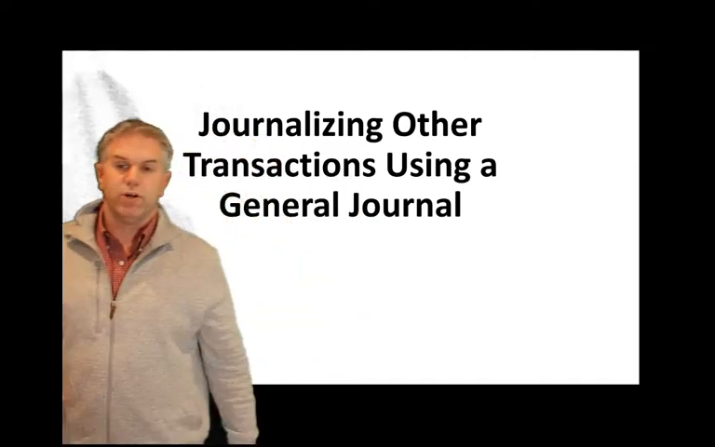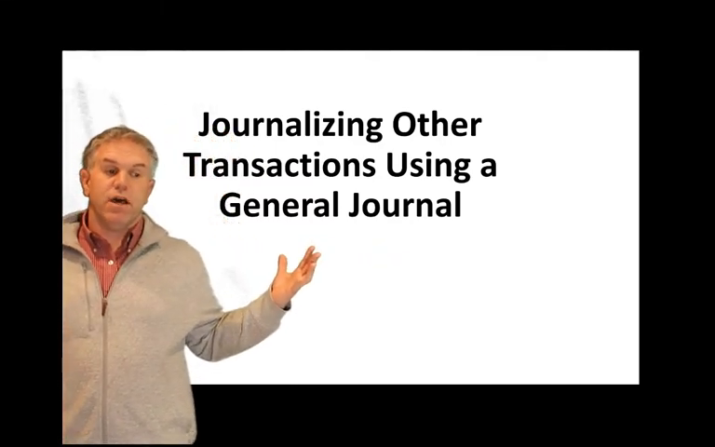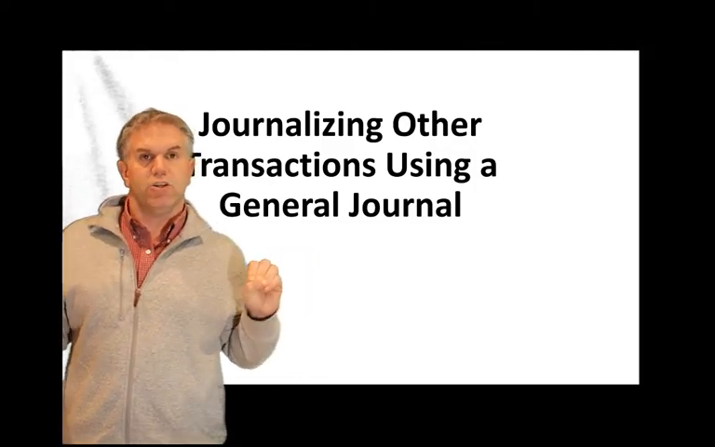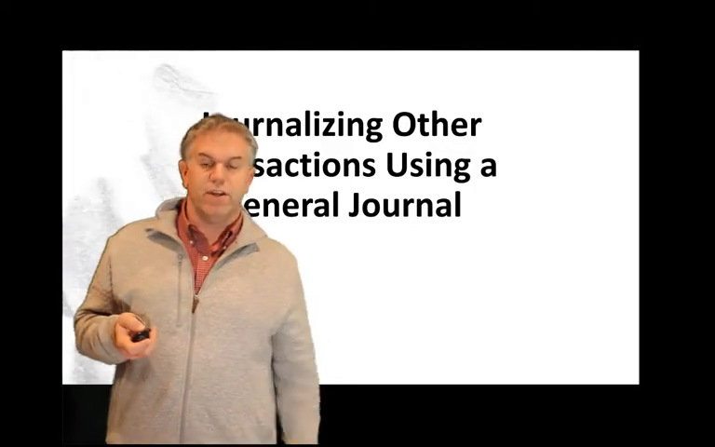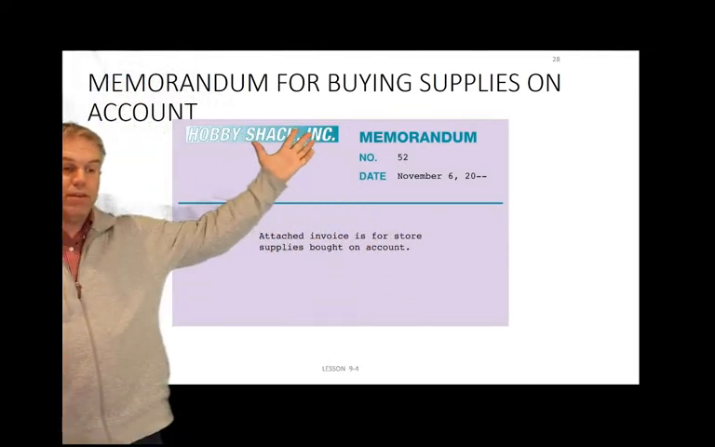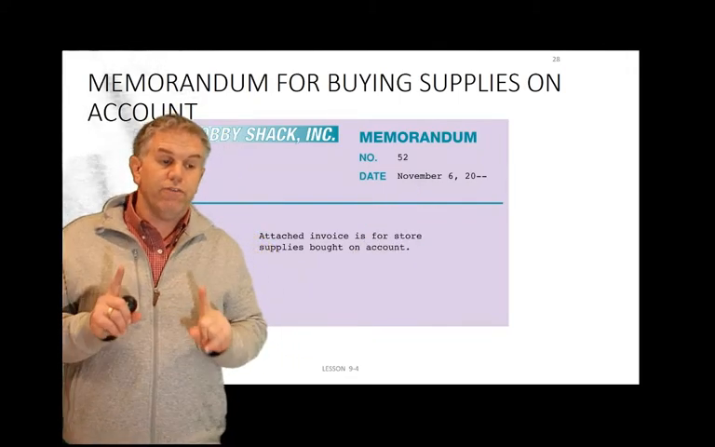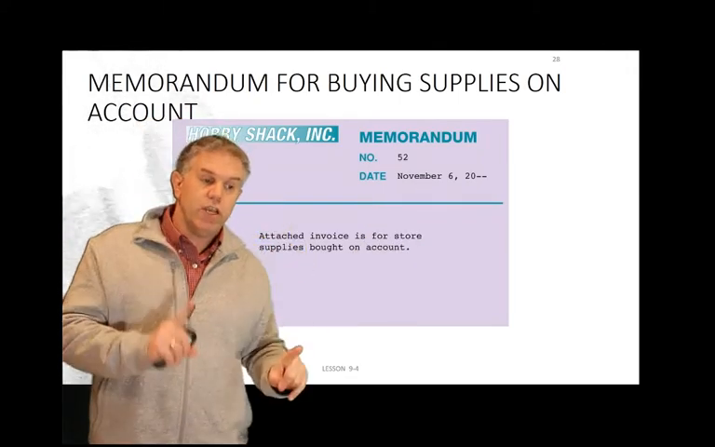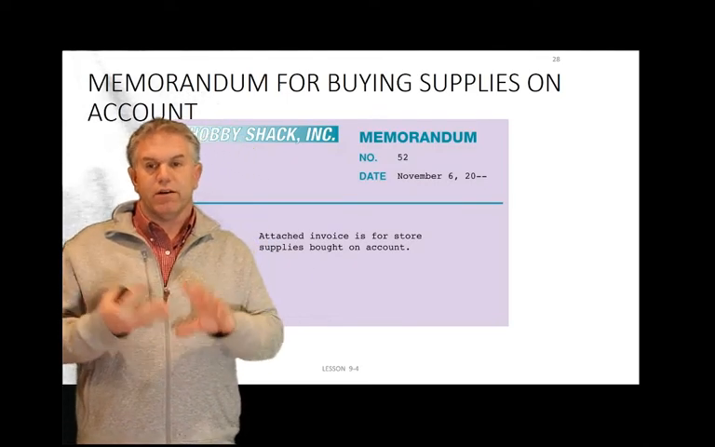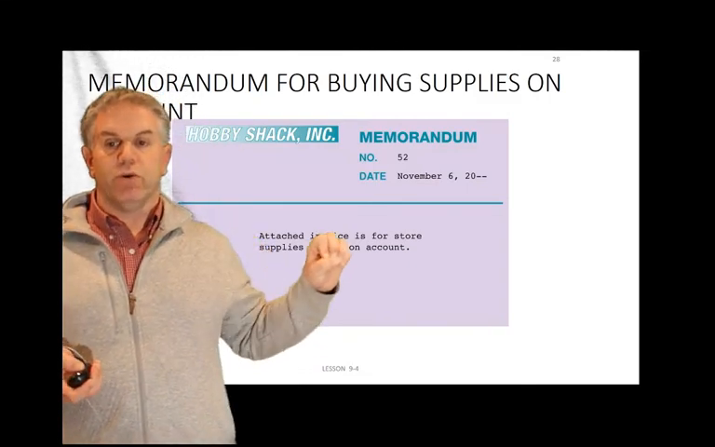The last one we're going to look at now is, what happens if we have a transaction that doesn't fit into the purchases journal and doesn't fit into the cash payments journal? Well, you're going to see a memorandum. Remember these things for memorandum? So, therefore, we're going to use our general journal. If it doesn't fit, we will put it into our general journal.